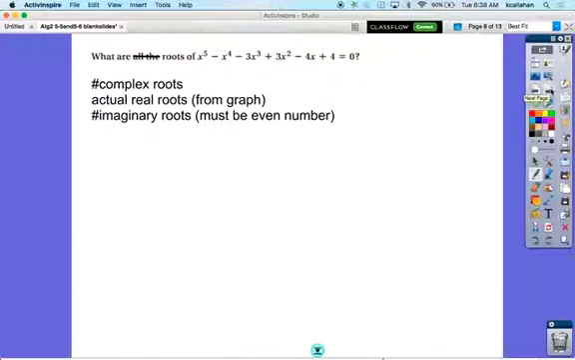So, what are all the roots? Well, this is what it was supposed to say. What are all the roots of this polynomial equation? So instead of answering that, this is what we're going to do. And the same will go for the homework. Get the number of complex roots, the actual real roots. Just take it from the graph. And from that, you ought to be able to figure out the number of imaginary roots, understanding that must be an even number. So let's bring out the Desmos.